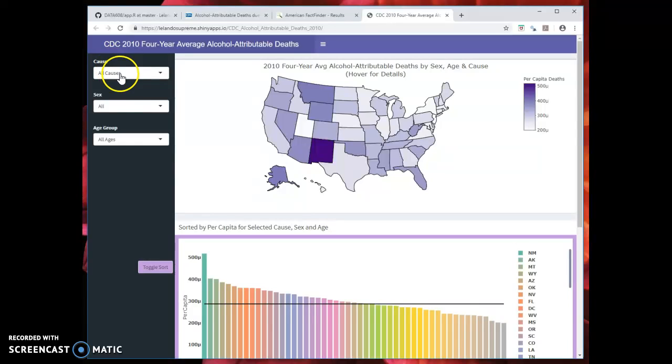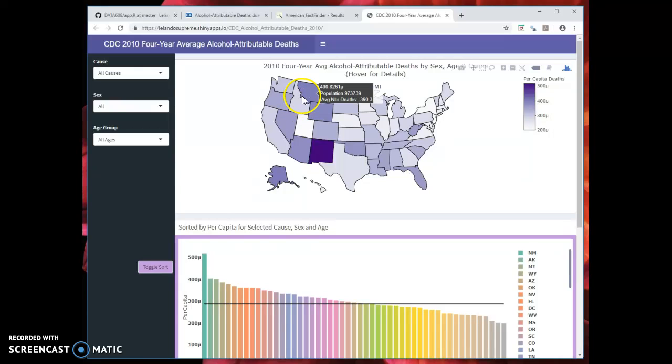I'm starting with all causes, all sexes, and all ages selected. We have these various age ranges, and the data set also split things between under 21 and over 21. Sexes is all, female, male. And then the causes, we have 56 distinct causes. Here are the visualizations themselves.